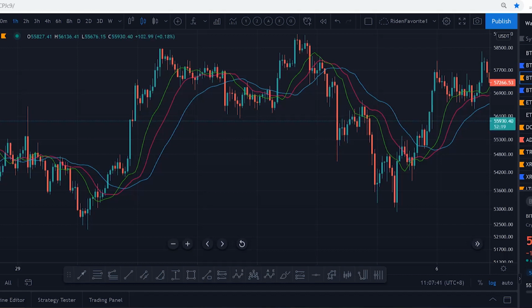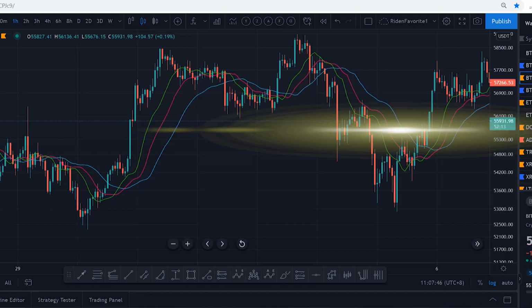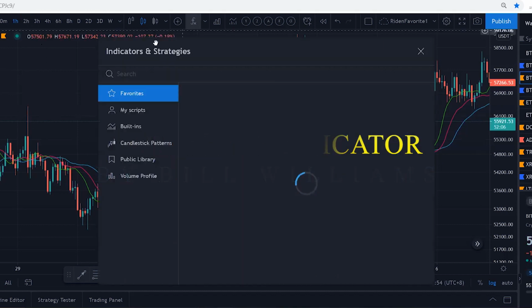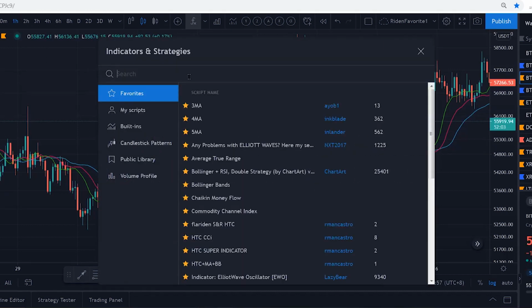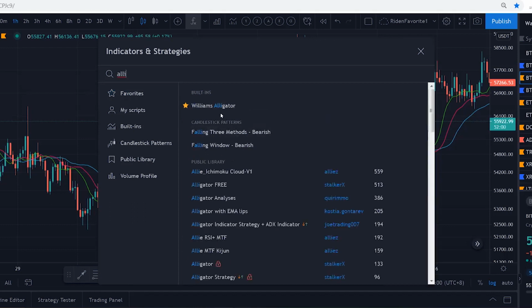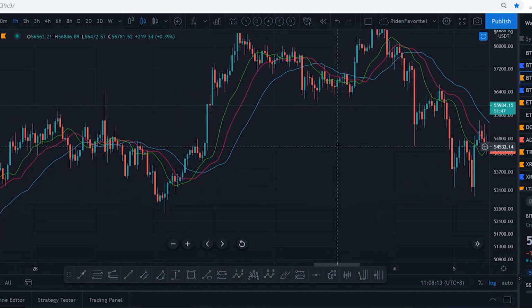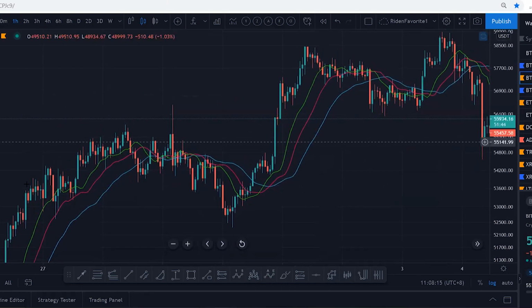This trading episode is all about the alligator indicator. How can we find the alligator indicator? First of all, in TradingView, in the indicators and strategies, just type alligator, and Williams Alligator will be shown in your search. Just click it and the indicator will show up. In this indicator, you will see three lines. This is similar to a moving average, but a totally different trading strategy.